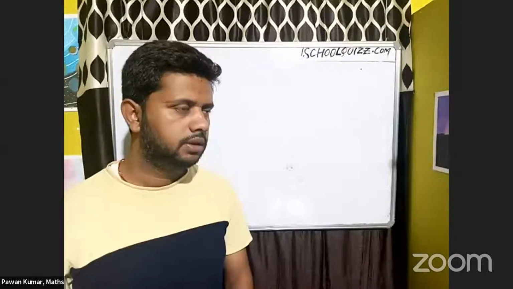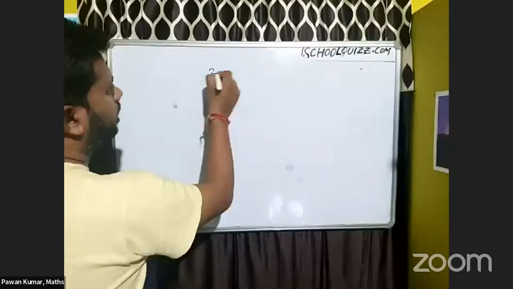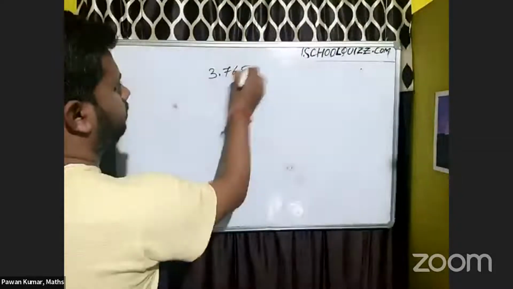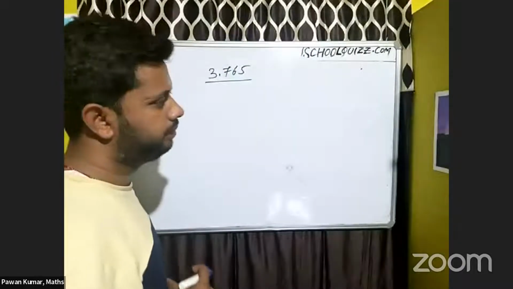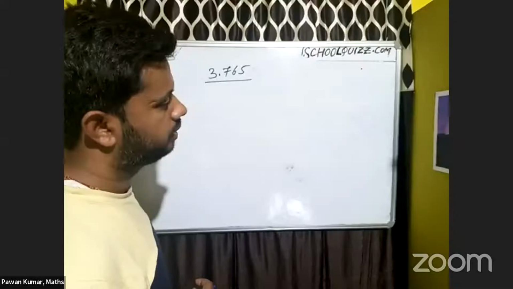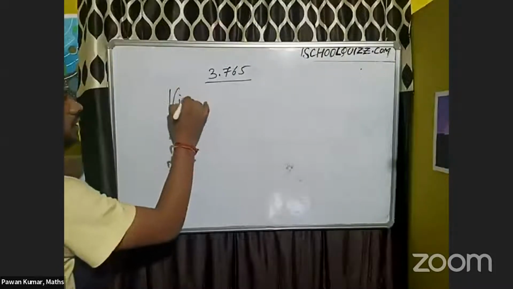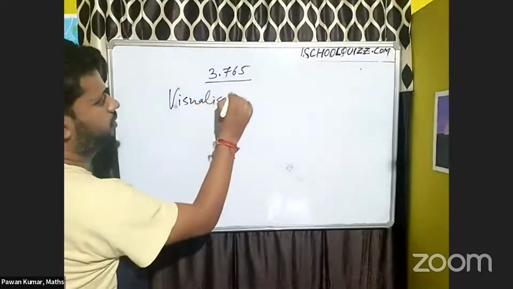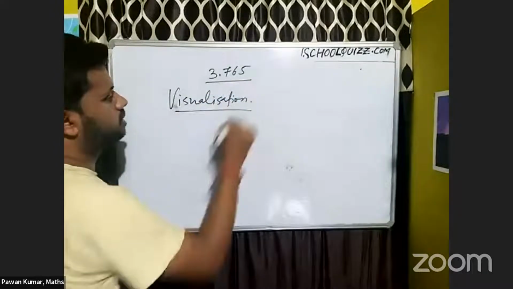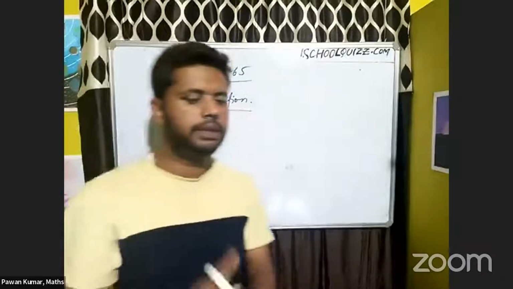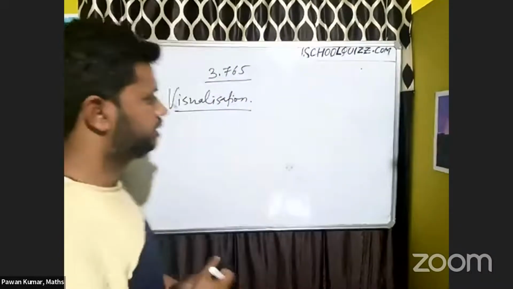The question is: visualize 3.765 on the number line using successive magnification. 3.765, 3 digits are there after the decimal. So visualization, as I said that day, is nothing but extension, stretching of the number line. So how does stretching work?